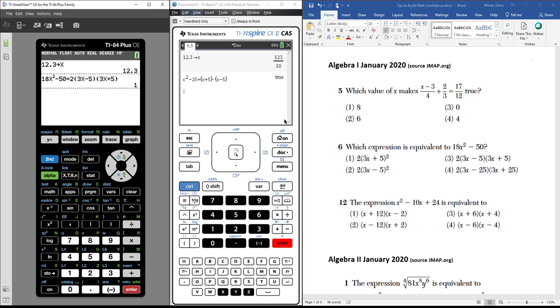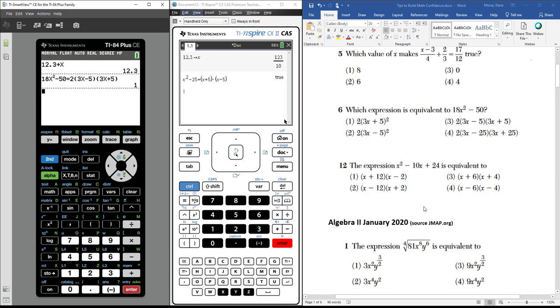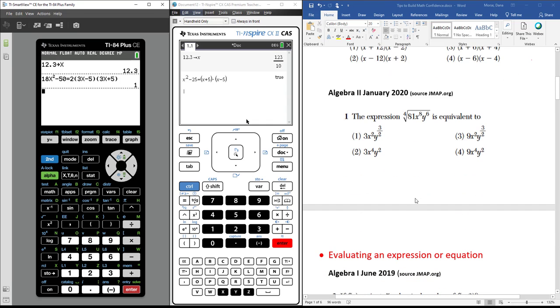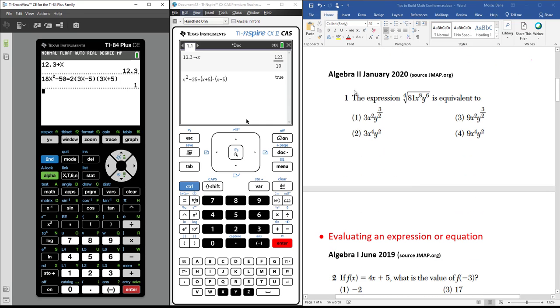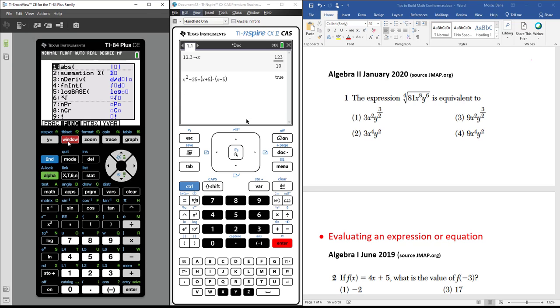Question 12, I doubt you need me to do it again, but you're just setting the expression equal to 1, 2, 3, 4, and you can check it. We might have some Algebra 2 people in the room. Algebra 2, January 2020, simplifying radicals. My students had no problem with it until you threw the variables in. So on the 84 alpha window, there's the xth root, which makes everything look so much prettier.